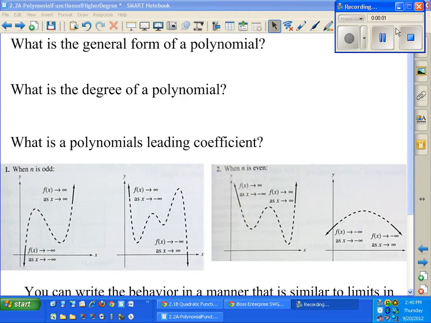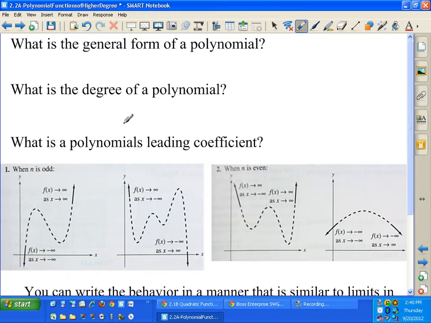Hello and welcome to section 2.2a, polynomial functions of a higher degree. And so we're going to take this higher than a quadratic function.